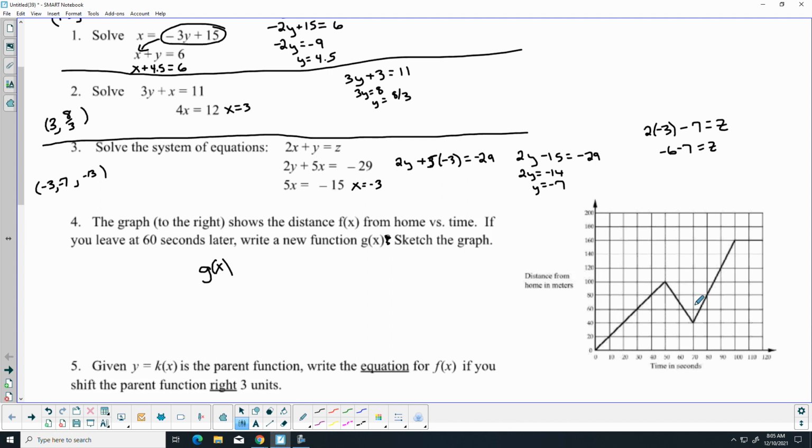Well, if we leave 60 seconds later, we're shifting everything to the right 60 seconds. So that's just going to be our old function with a 60-second shift. And if I were to sketch that, everything is going to the right. Oops, looks like I'm going to run out of room. You have to imagine that plateau's out there. And that's not a great drawing. Looks like I messed up my slope right here, but let's do that a little bit better.